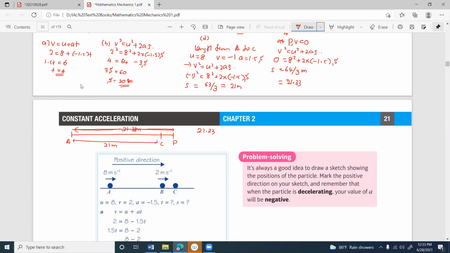21.33, and it has come back this much of a length. What is the length over here? 0.33. Another 0.33 should be returned. So the final answer, 21.66 meters or 21.67 meters, should be the total length it travels.